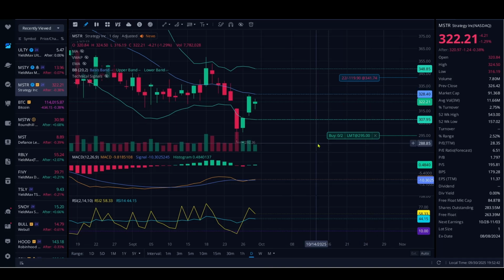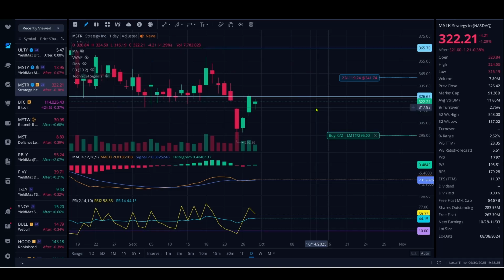I do have a buy order here for 2 shares at $2.95, and that one's been sitting out there for a little while, right? But if it ever did drop back down to this low area here, it's going to pick up 2 more shares for me, and I would not hate that at all.